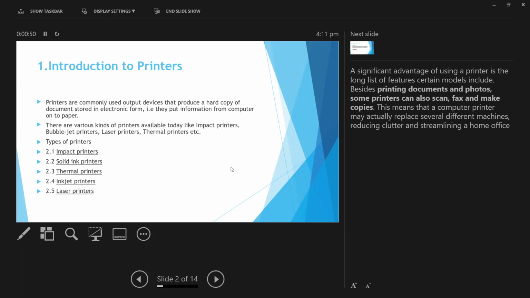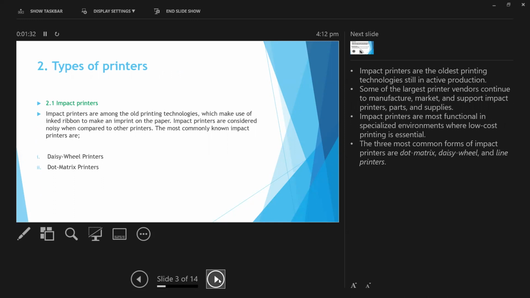There are various kinds of printers available today, like impact printers, bubble jet printers, laser printers, thermal printers, etc. The different types of printers include impact, solid ink, thermal, inkjet, and laser. A significant advantage of using a printer is the long list of features certain models include. Besides printing documents and photos, some printers can also scan, fax, and make copies. This means that a computer printer may actually replace several different machines, reducing clutter and streamlining a home office.